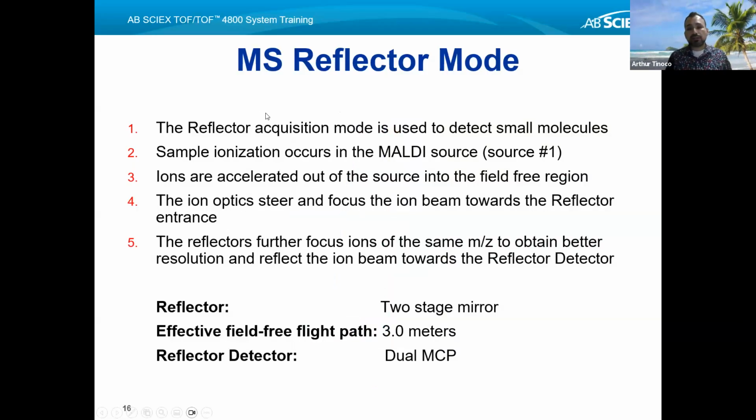All right. So here's just a summary of what I just said to you, that when we're detecting things that are small molecules, you're going to run it in the reflector mode. And so essentially it's going to be oriented to the reflector detector, a distance of 3 meters these ions will travel.